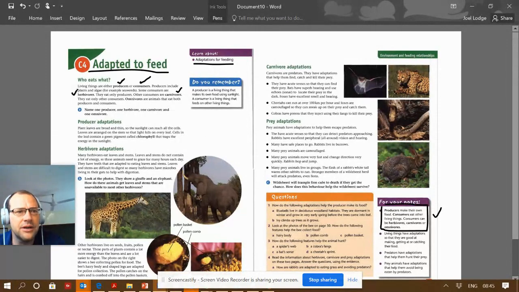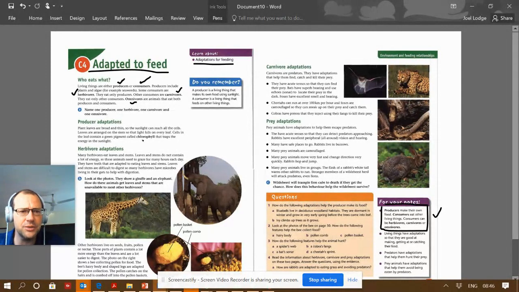Carnivores, herbivores. So herbivores only eat plants, they only eat producers. Carnivores eat other things. A bit like us, we do both though, don't we? So we are omnivores, we do eating both producers and consumers. Okay, so 1, 2, 3, 4 keywords there.